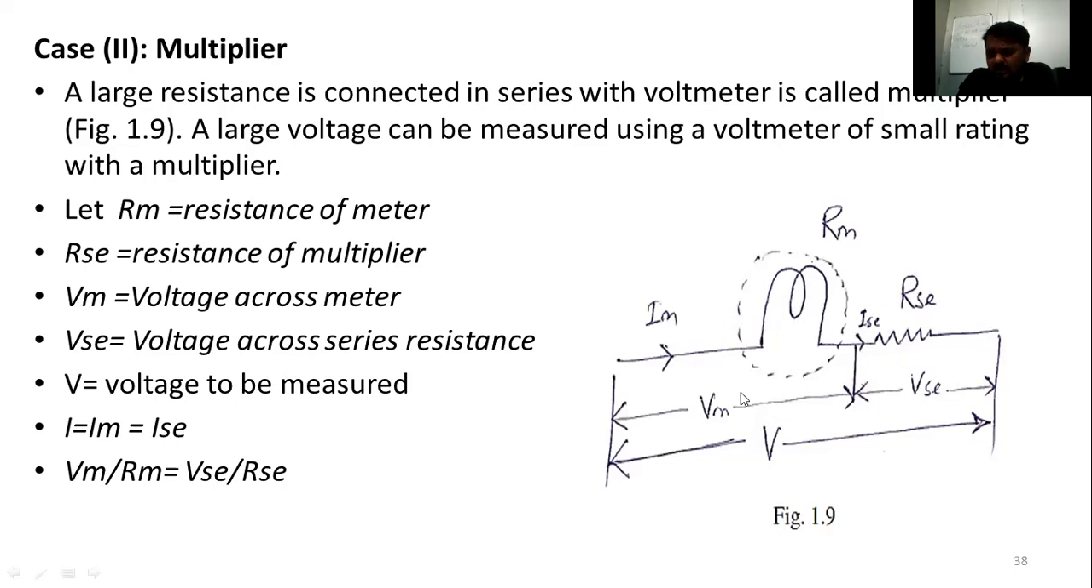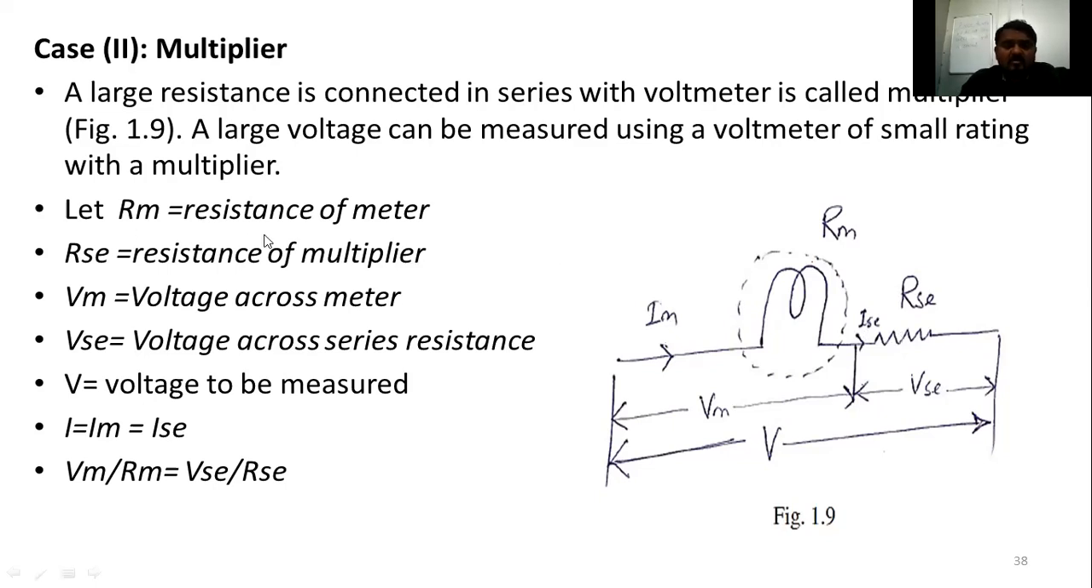Can we write VM equal to VSC here also? No, sir, because IM equal to ISC we can write. The current is the same, but the resistance is not the same. According to Ohm's law, we know the formula I equal to V upon R. So VM is different and VSC is different because RM and RSC are different, and the current gives the same value. IM equal to ISC, so we will derive it now.